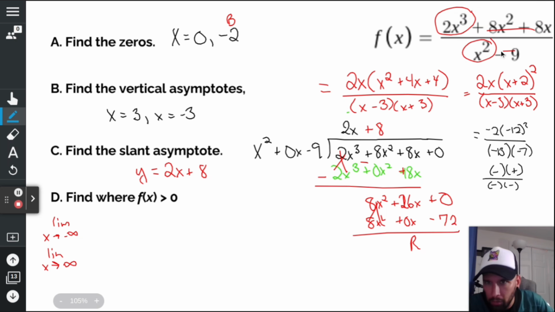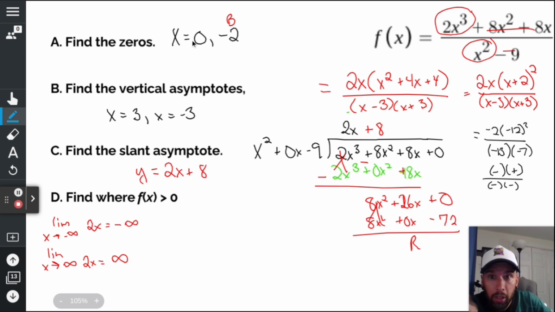Nothing else really matters. So in both of these cases, the only thing that really matters is that I have 2x cubed over x squared, which simplifies to 2x. If I plug in negative infinity, 2 times negative infinity is negative infinity. Similarly here, 2x, if I plug in infinity, it's going to be infinity. So I know that going to the left, this is heading downward, and going to the right, this is heading upward.